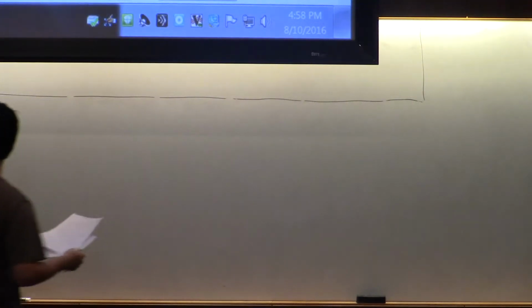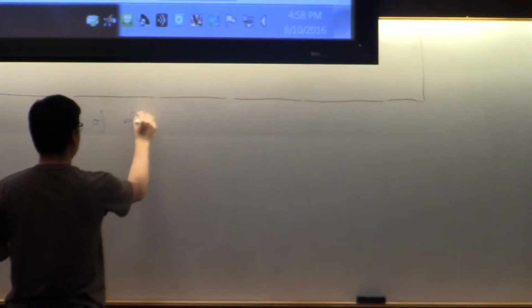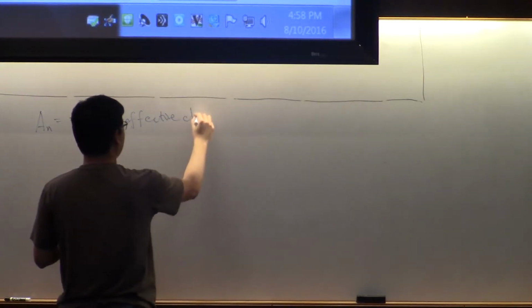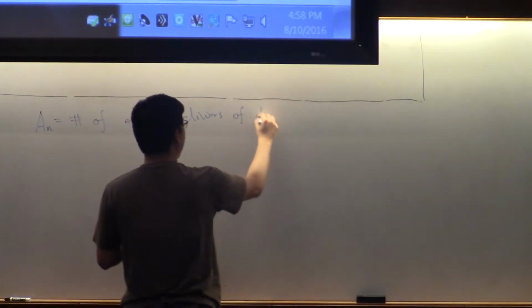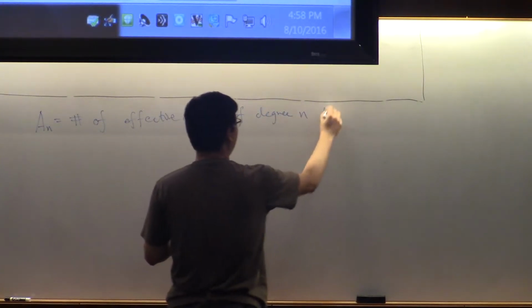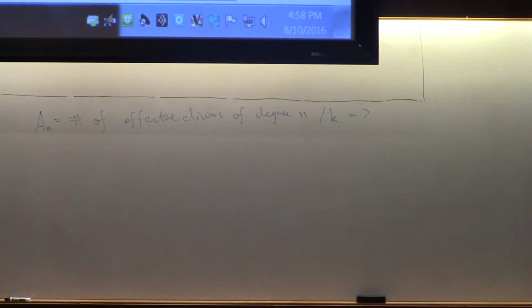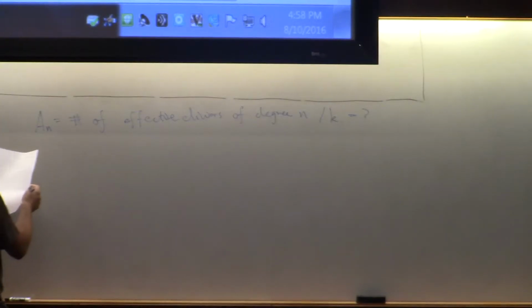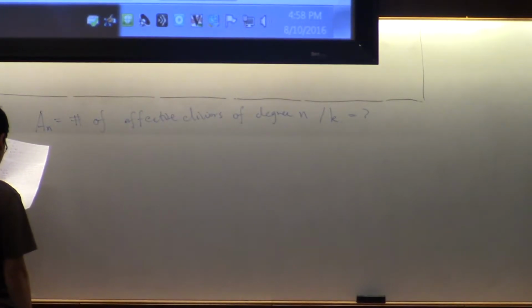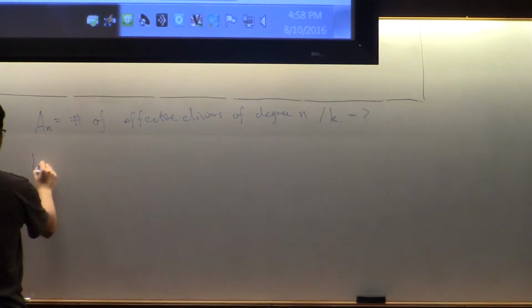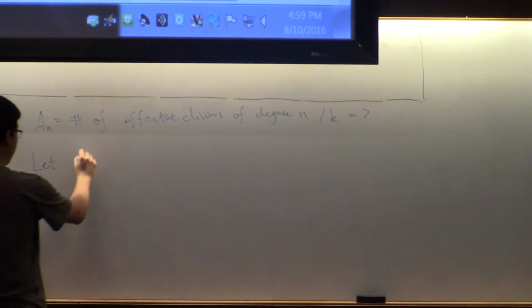So now we want to use this Riemann-Roch theorem to compute this AN, which is the number of effective divisors of degree n defined over k. So this is the number we want to compute. So how is this number related with this dimension? In the proof, I need to introduce some numbers.